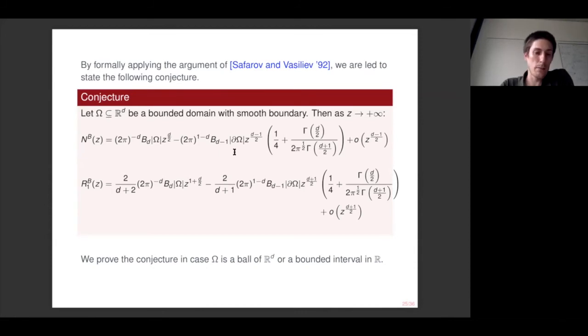And let me mention that we were very recently informed that the case of the ball has already been treated in a very long paper by Ashbaugh, Gesztesy, Mitrea, and Teschl in 2010, where they consider the perturbed Krein Laplacian, which in turn they show is spectrally equivalent to the buckling problem. So let's see, however, how the proof goes for balls and for bounded intervals.